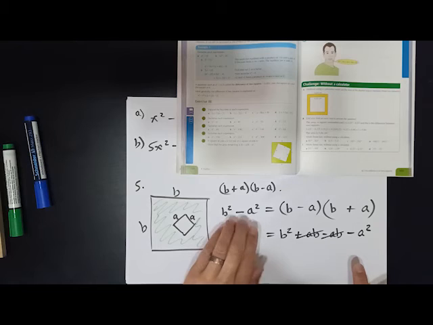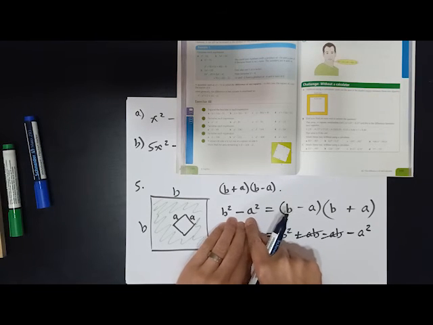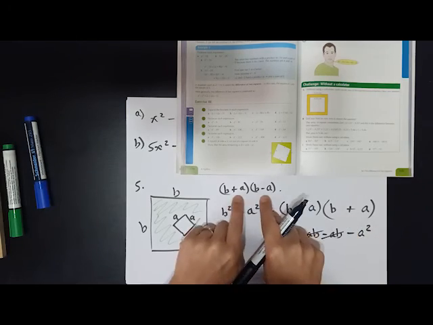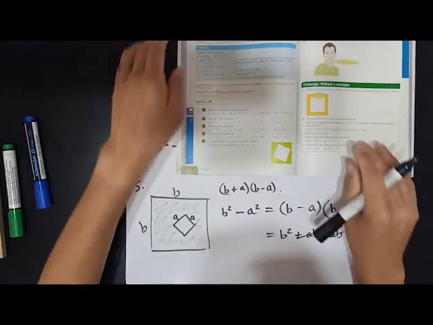So you can see how factorising the difference of two squares gives us that. Okay.